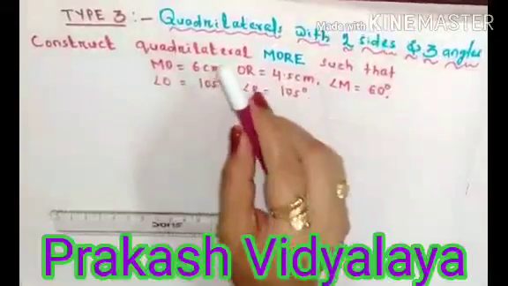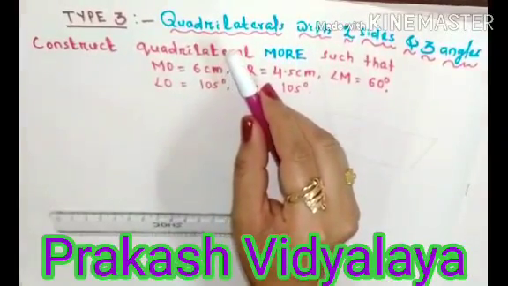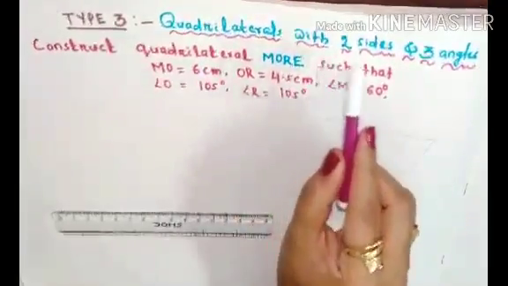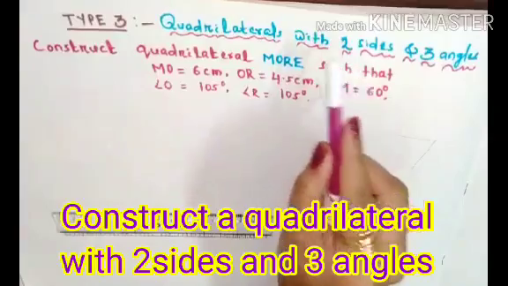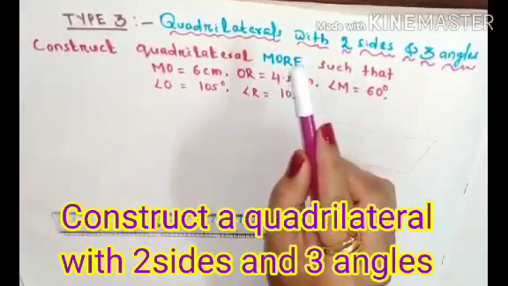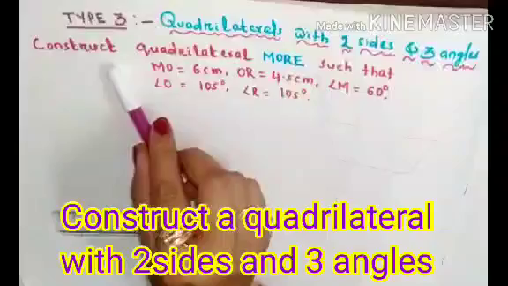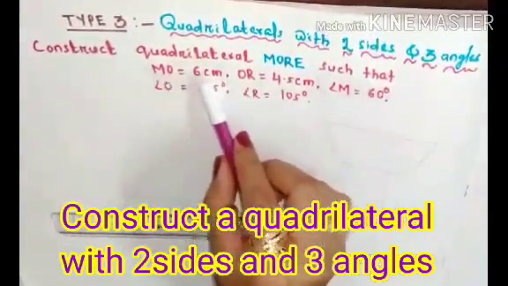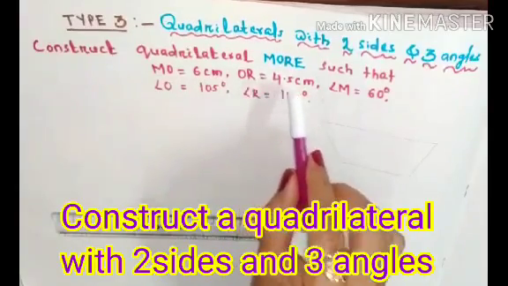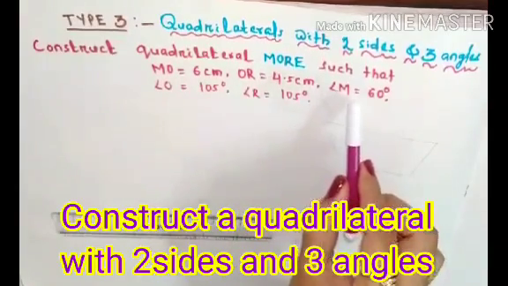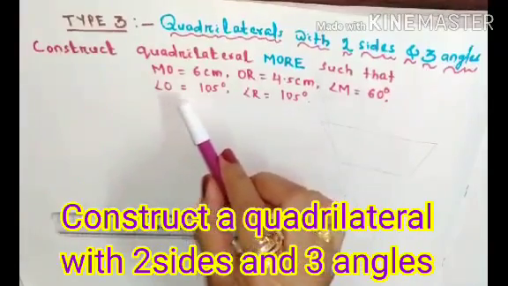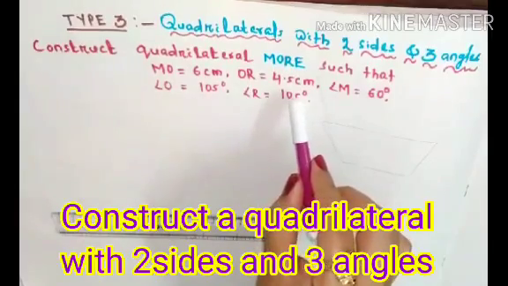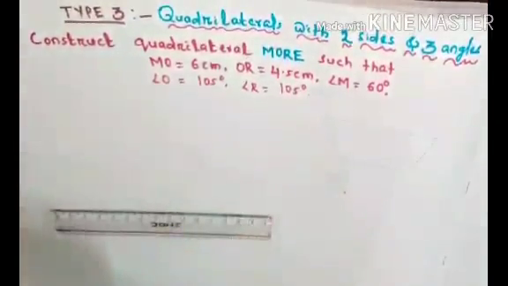In type 3, we will learn how to construct a quadrilateral when the sum of the sides and the sum of the angles are given. So let's have a look. In your quadrilateral, 2 sides and 3 angles are given. How to construct your quadrilateral? So your question is: construct quadrilateral MORE such that MO is equal to 6 cm, OR is equal to 4.5 cm, angle M is equal to 60 degrees, angle O is equal to 105 degrees, angle R is equal to 105 degrees. So let us quickly draw a rough sketch.